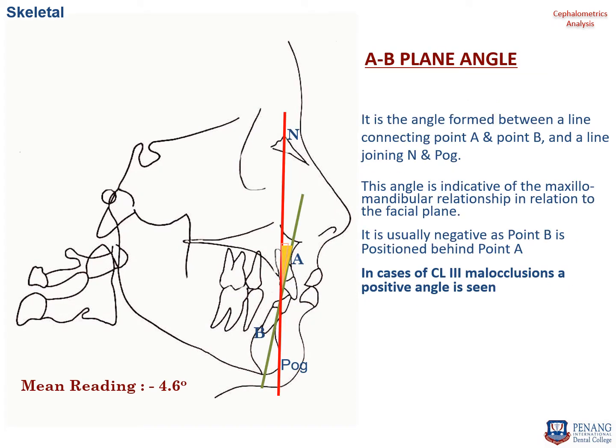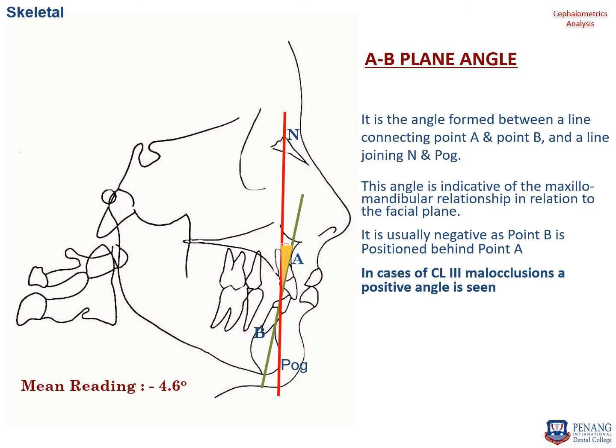Now, this next skeletal component we will be discussing is the AB plane angle. Here you have to construct a line from N to Pogonion and a line joining point A and point B. Then you can measure AB plane angle.